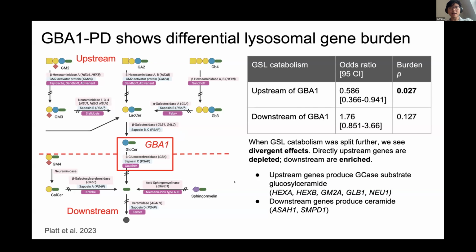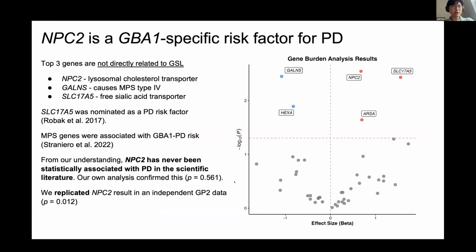So after that, we decided to look at individual genes rather than looking at pathways. And what was really interesting is that the top 3 genes are not directly related to a glycosphingolipid pathway. In fact, the very top one is a lysosomal cholesterol transporter, as well as an MPS gene and SLC17A5. Now, GALNS is an MPS gene that, as I mentioned before, has been implicated in previous literature, and SLC17A5 was implicated in our lab's previous paper that found an association with general PD.